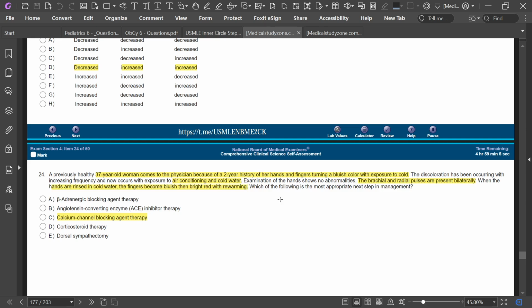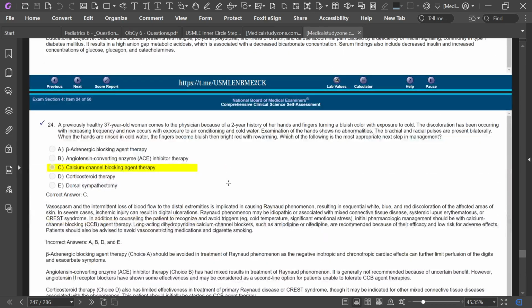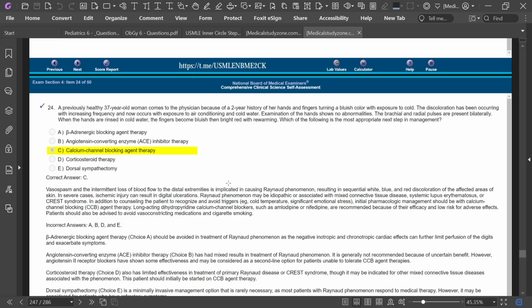What is your diagnosis? Next step in management: we will give the calcium channel blocker nifedipine.